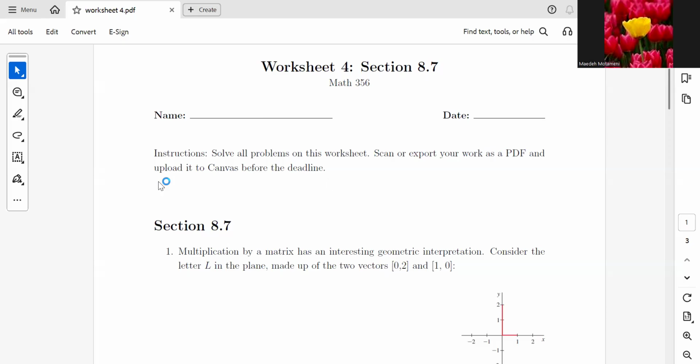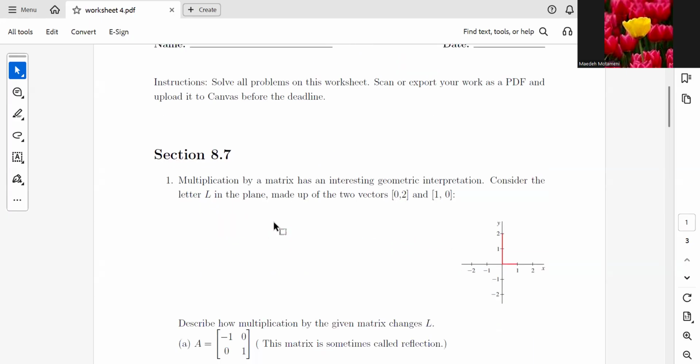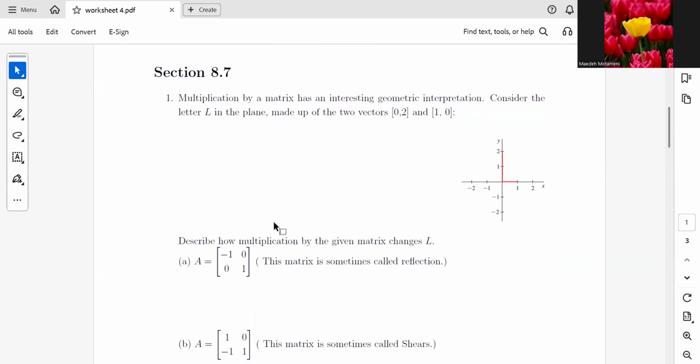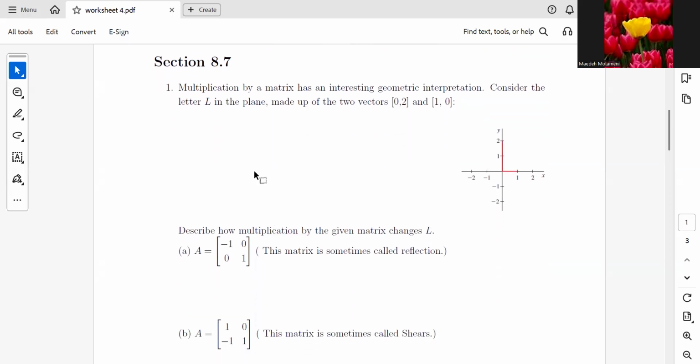Hello everyone. In this video, we are going to talk about section 8.7, which is about eigenvalue and eigenvector. As the first question here, two vectors as letter L are given to us, as the red ones that you see here. We are going to describe how multiplication by a matrix A affects this letter L.